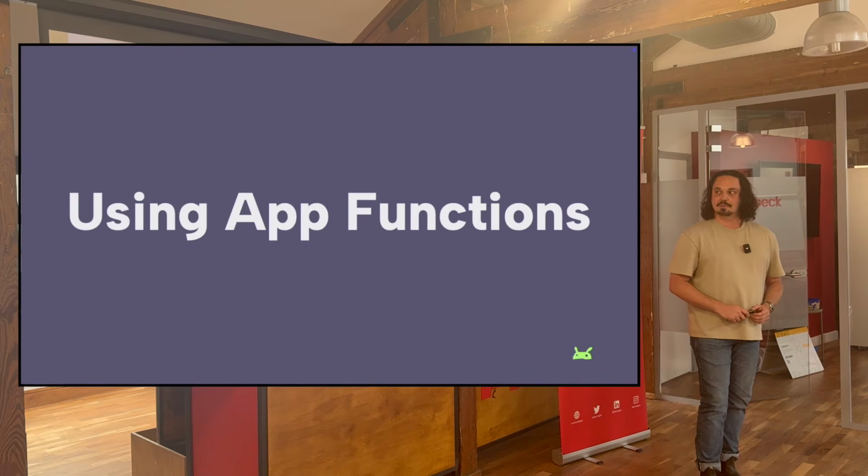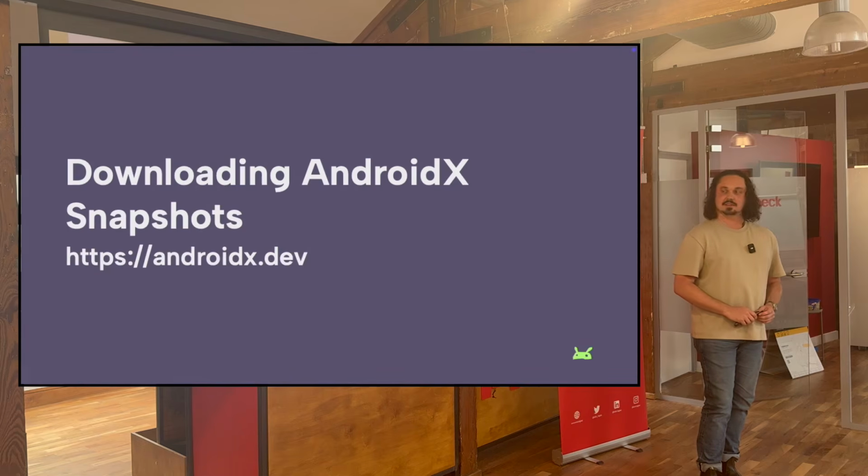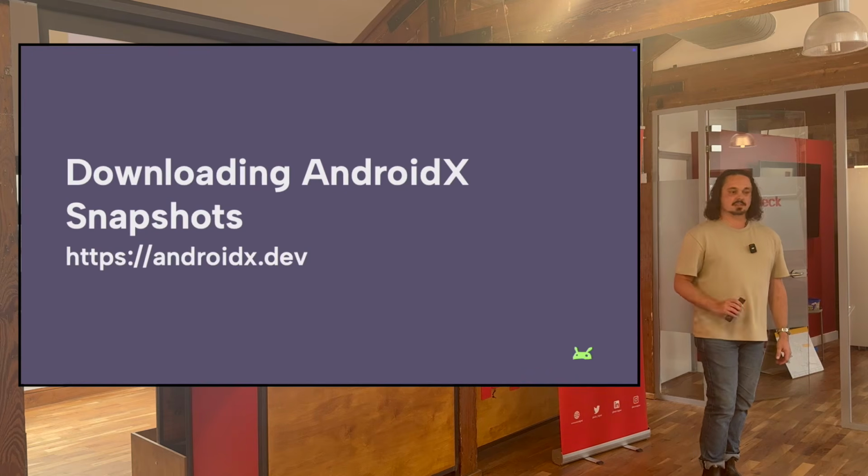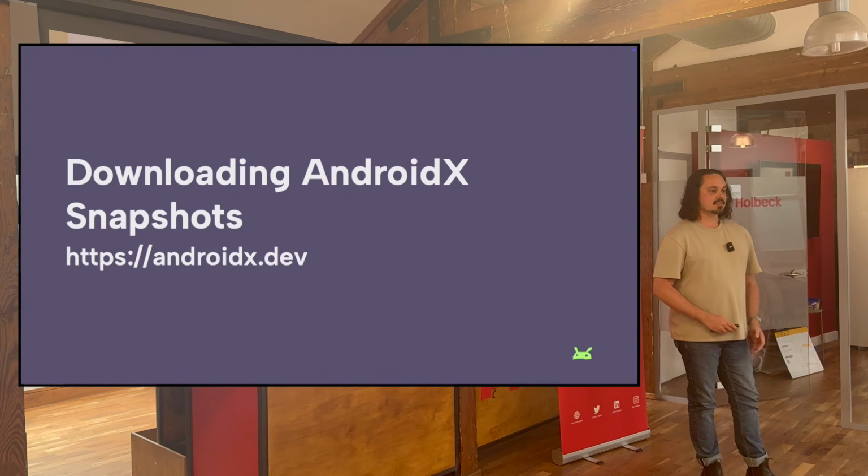But when I was actually writing this talk to start with, there wasn't actually a version of app functions that had been published, which means we needed to get our hands on a snapshot build. And that's where the second handy link comes in today, which is AndroidX.dev. AndroidX.dev is a kind of system that Google maintains for publishing snapshots of the AndroidX repository. So every time they commit to their main branch, this will kind of trigger a build, fire off some new artifacts, and then they're available to you just like any other library that you depend on in Android.